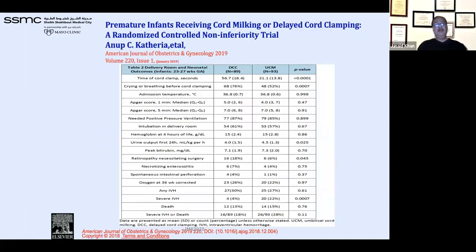The other thing is that we discussed initially also about the cord milking and delayed cord clamping. So for any baby less than 30 weeks or less than 28 weeks, please do not do the cord milking. It can change the pressures in the baby. So the cerebral autoregulation. What is cerebral autoregulation?